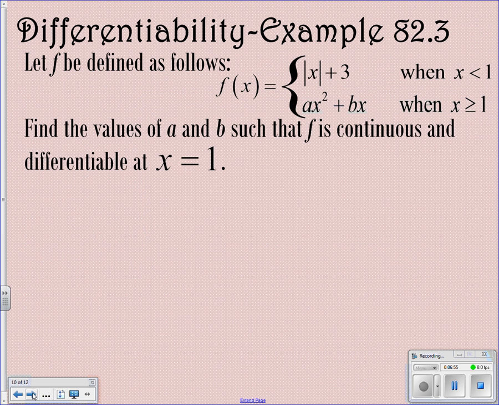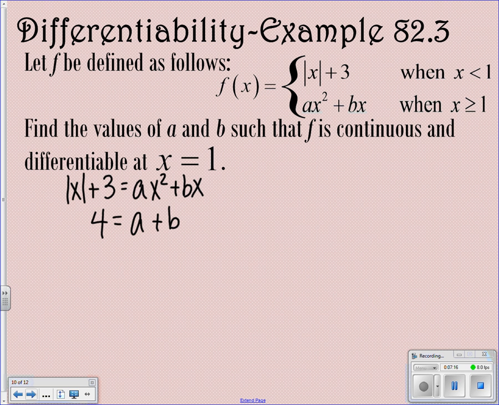Okay, let's look at this one. Find the values of a and b such that it is both continuous and differentiable at x equals 1. So for the continuous part, we set our functions equal to each other. And we plug in a 1. Absolute value of 1 is 1 plus 3 is 4. And then we'd have a plus b. And so that's for the continuous function, which is what we've been doing for the past couple of days. And normally you would just pick random values for a and b, and you would move on, or you would just write a plus b equals 4.